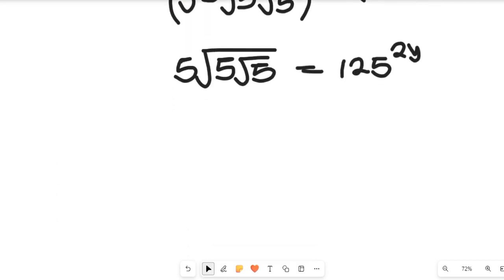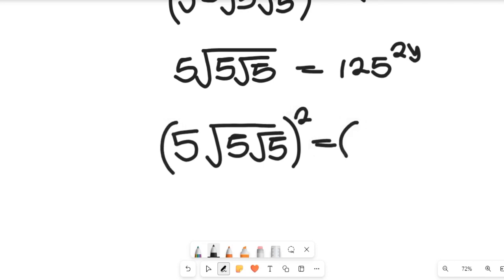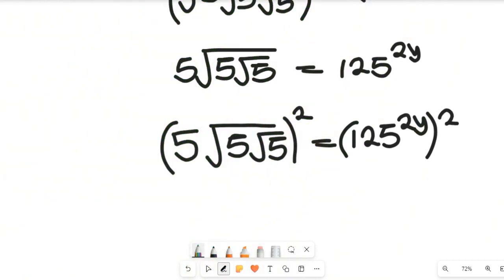Now we got to clear the next square root. And to clear the next square root, we have to still square both sides. So this will give us the square root of 5 multiplied by the square root of 5, and we're going to take the square of both sides. And this will now give us 125 to the power of 2y, all squared. So again, we are going to see that this square is going to clear this square root.